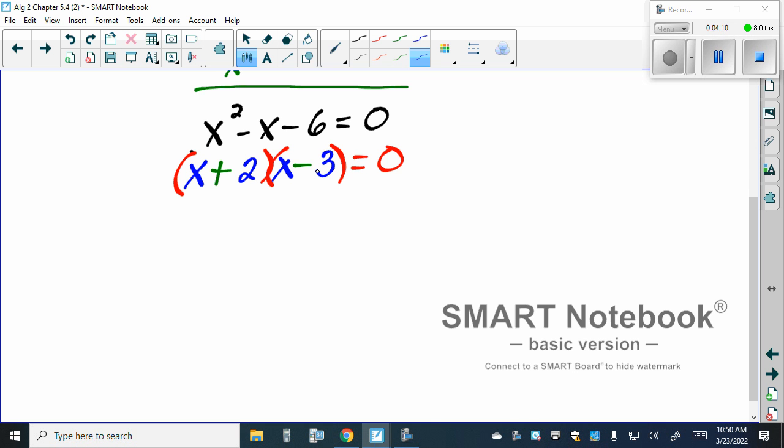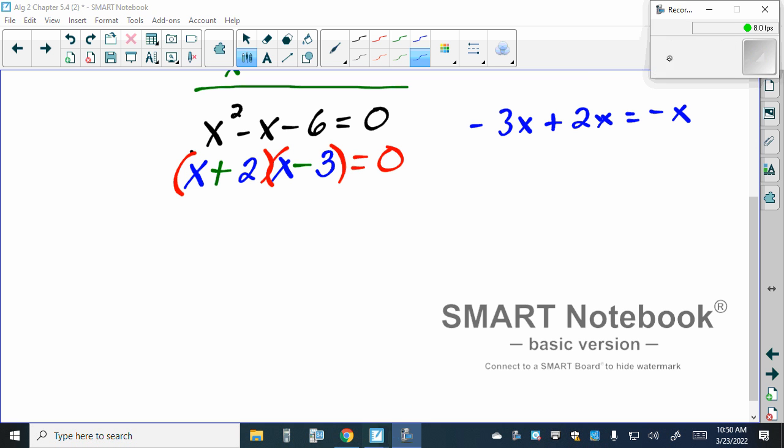If we check this, x times negative 3 would be negative 3x, and 2 times x is plus 2x, which would give us a negative x for our middle term. So these are the correct factors. We good with getting these here? We've done these a lot by this point. Since 2 things multiply together to equal 0, one of them must be 0. So for x plus 2, it would be negative 2. For x minus 3, it would be positive 3.